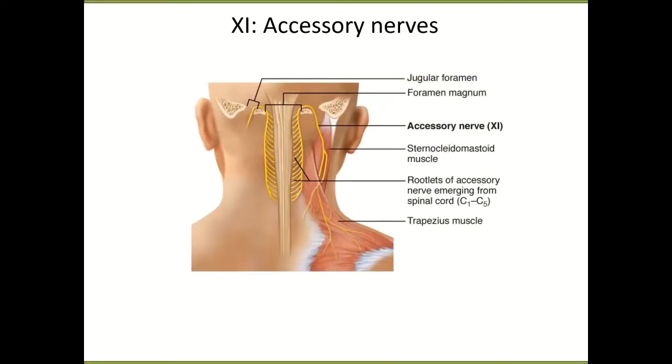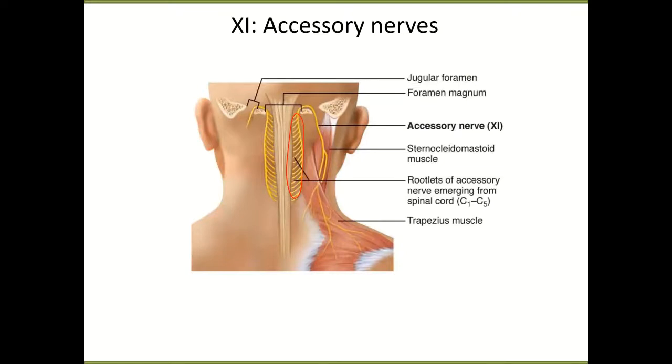All right, number 11, the accessory nerve. The accessory nerve is a weird one. The accessory nerve is the only cranial nerve that does not originate from the brainstem. There we go. Had to get it out there. Where does it originate? It actually originates from the cervical spinal nerves right there, C1 through C5 if you really care about it.